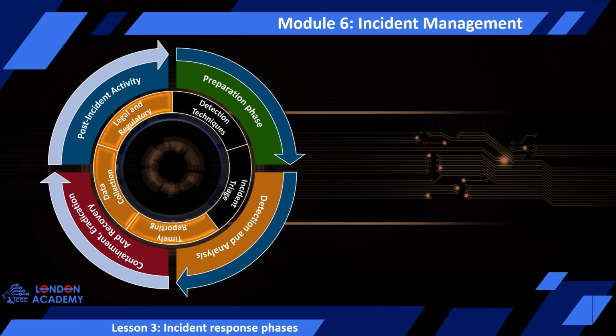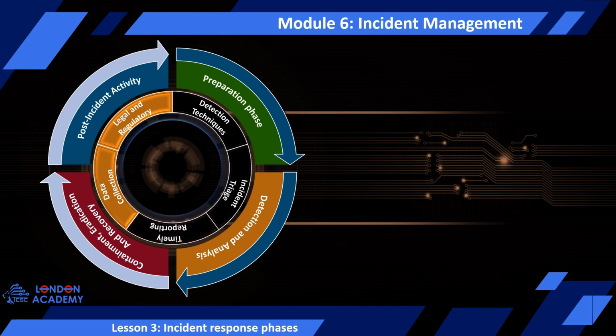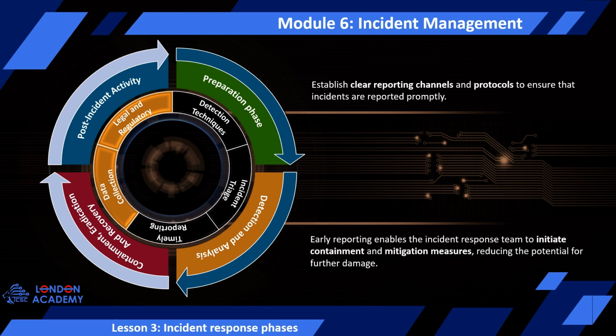Second aspect is incident triage. Upon detection, perform an initial assessment or triage to determine the severity and potential impact of the incident. This assessment guides the decision-making process and resource allocation during the response. Timely reporting. Establish clear reporting channels and protocols to ensure that incidents are reported promptly. Early reporting enables the incident response team to initiate containment and mitigation measures, reducing the potential for further damage.